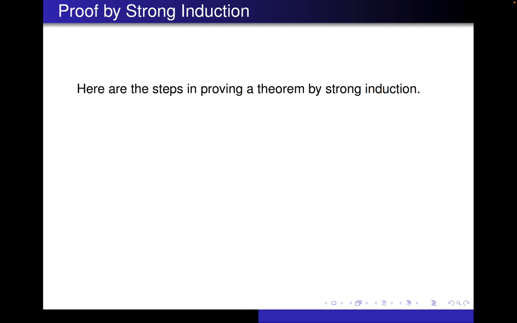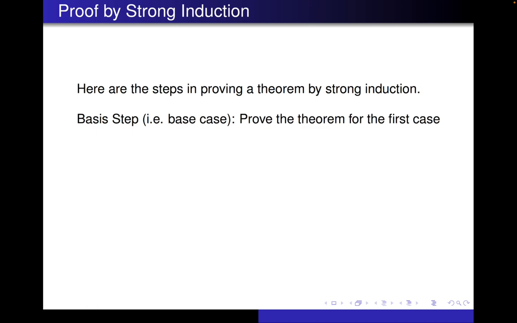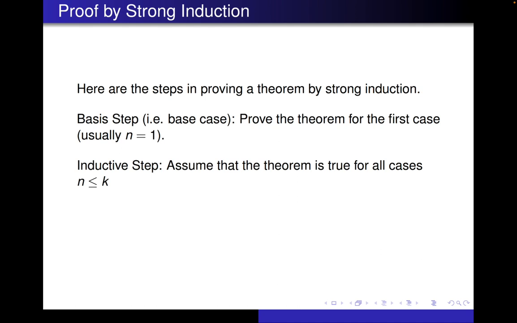So here are the steps that we can use in proving a theorem by strong induction. First is our basis step, base case. It's the same as all the other inductions. Prove the theorem for the first case. Again, use n equals 1, but it is really the first n that is mentioned in the theorem. Our inductive step, we assume that the theorem is true for all cases n, not just n equals k, but n less than or equal to k as well. And then we prove the theorem is true for n equals k plus 1.